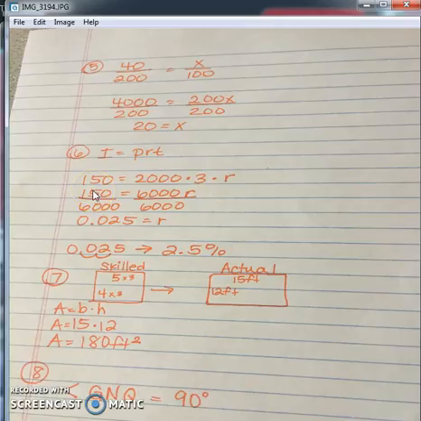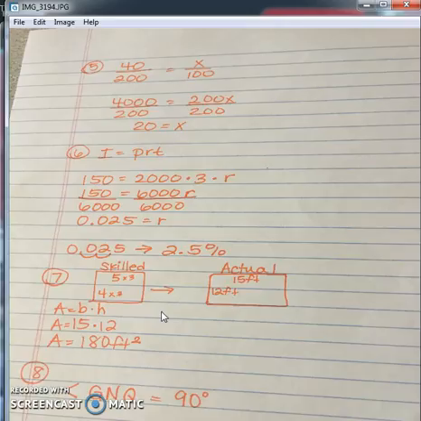We went ahead and combined like terms here. 2,000 times 3 gave me 6,000, which puts me here: 150 equals 6,000 R. I'm then going to divide by my 6,000, which will give me a decimal, 0.025 equals R. Then I'll have to move my decimal place to the right 2 places for a 2.5% interest rate.